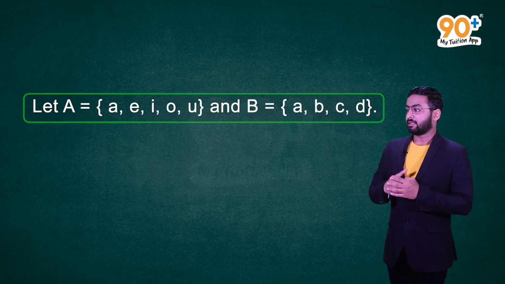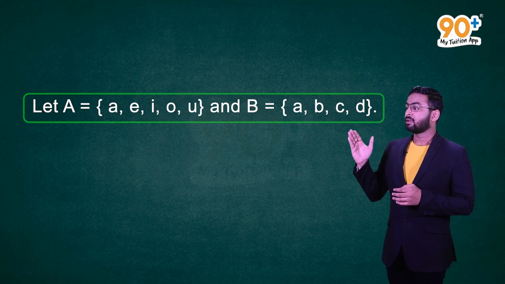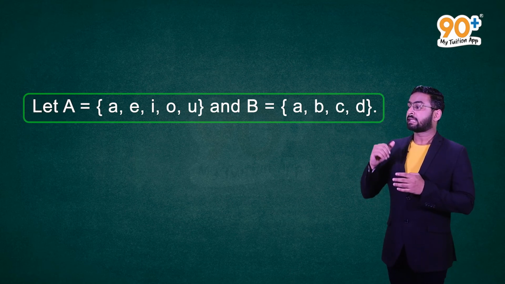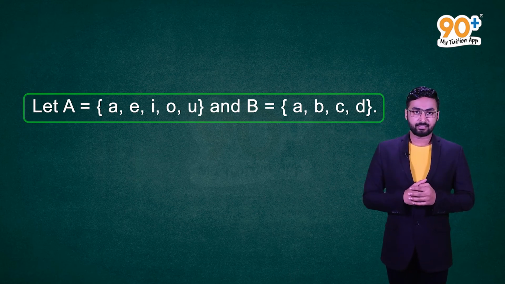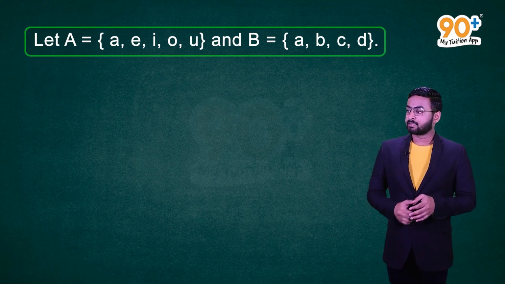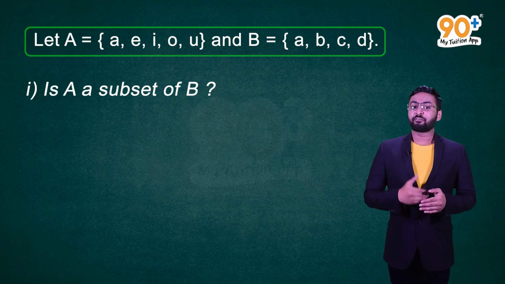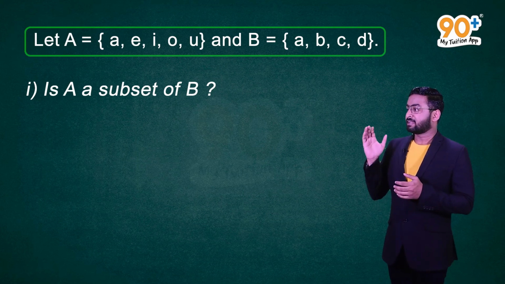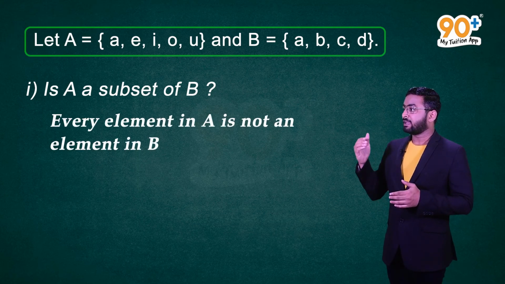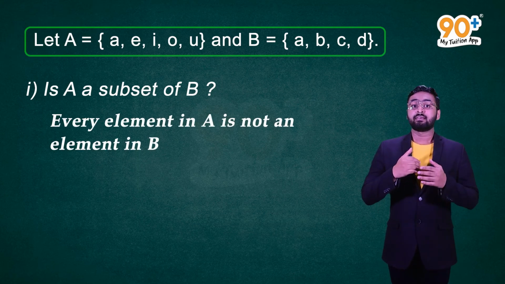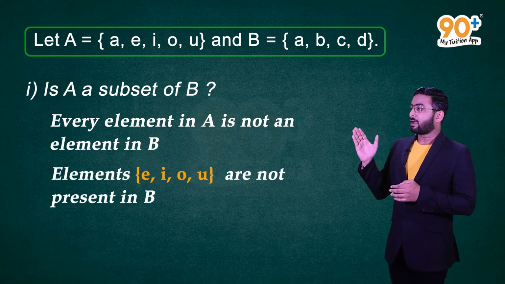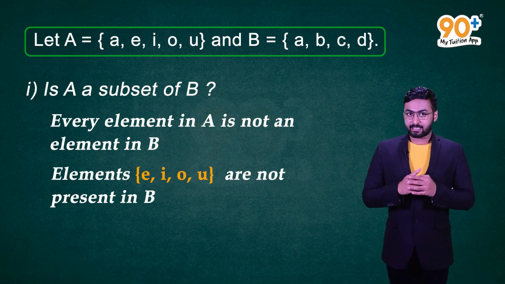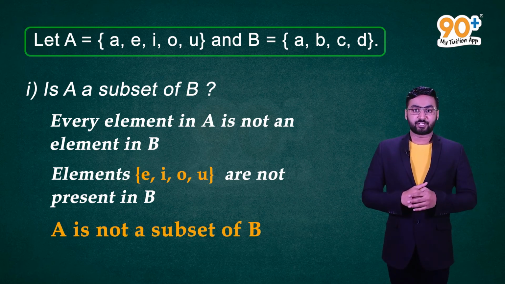Let A equal to set A, E, I, O and U, and B is equal to set A, B, C and D. The first question is, is A a subset of B? It's clearly not, because we can see that every element in A is not an element in B. The elements E, I, O and U are not present in B. So we can say that A is not a subset of B.